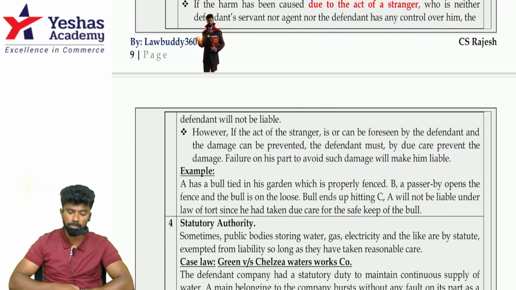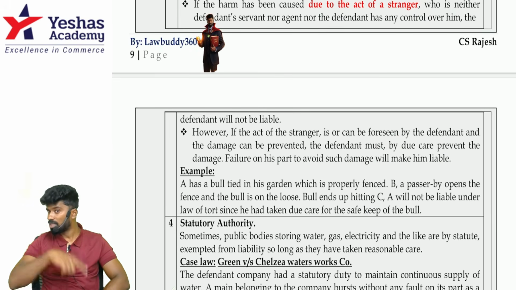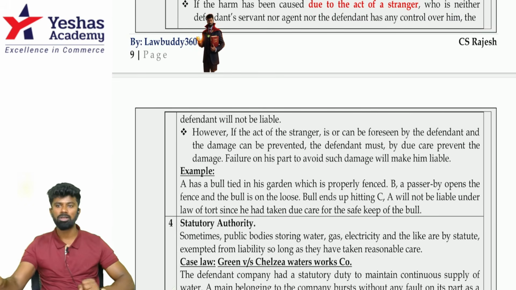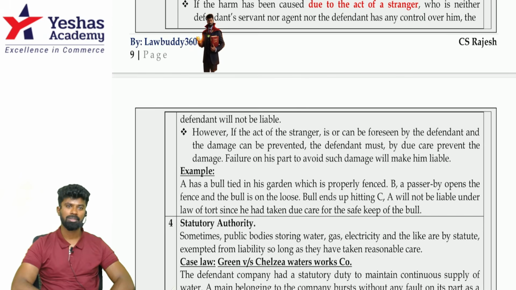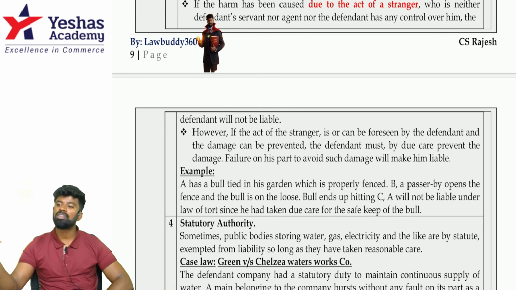A has a bull. Wait. A has a what? Is it a cow or a bull? Bull means bull, not cow. But cow includes bull in some cases. Cow is a general word. Bull is a male. Generally, we refer to cow for both male as well as female. So express mentioning of one thing excludes the other thing. Rule of interpretation.